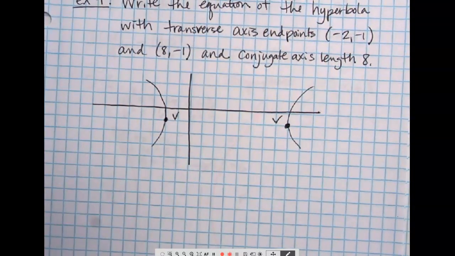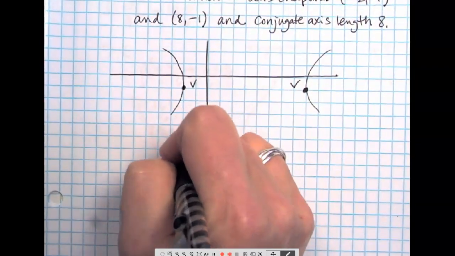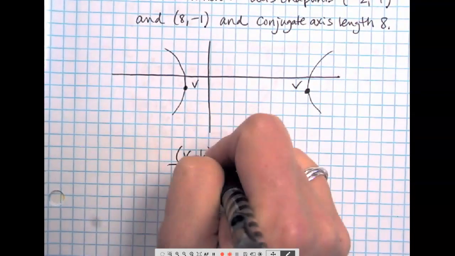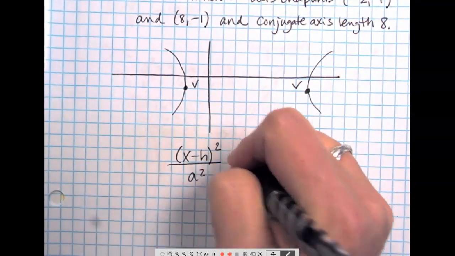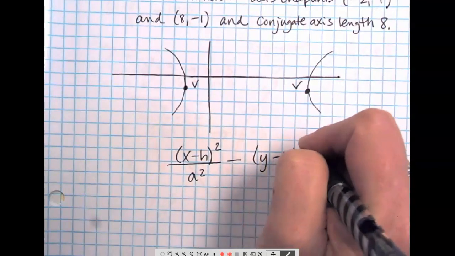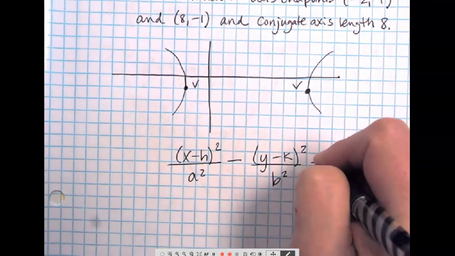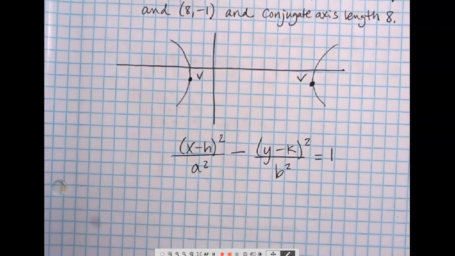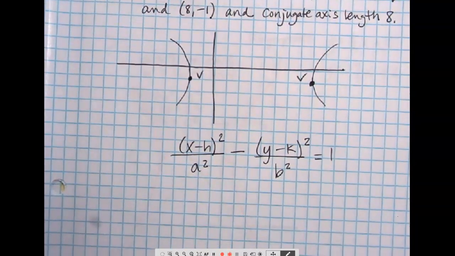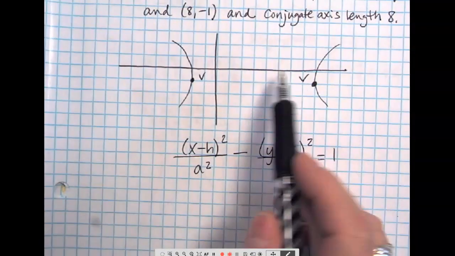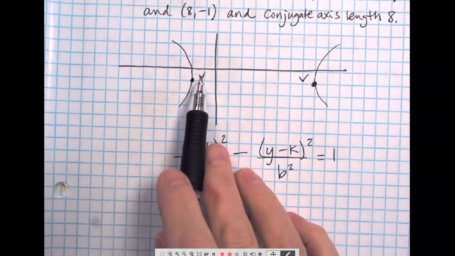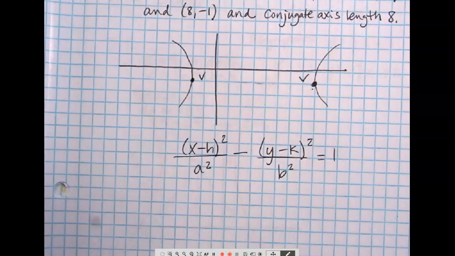Okay, so that tells me that I need to use this, x minus h squared over a squared minus y minus k squared over b squared equals 1. So that's the format of the equation. Do I know h and k? Do I know the center? I don't know it yet, but I can find it pretty easily, right? It's got to be halfway between these two. So what point falls halfway between those two?